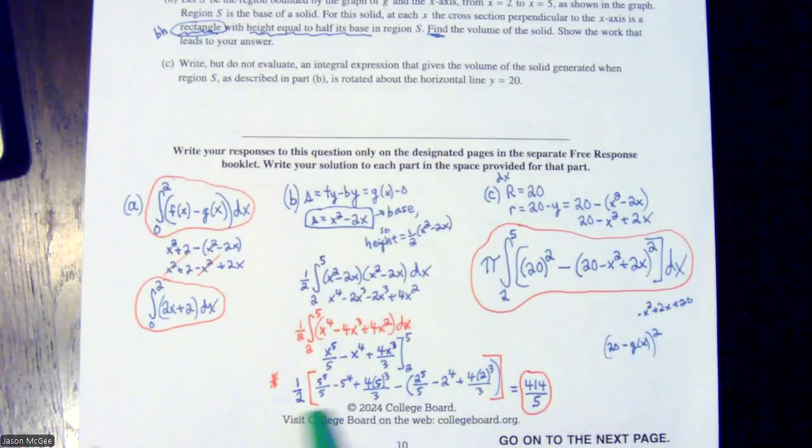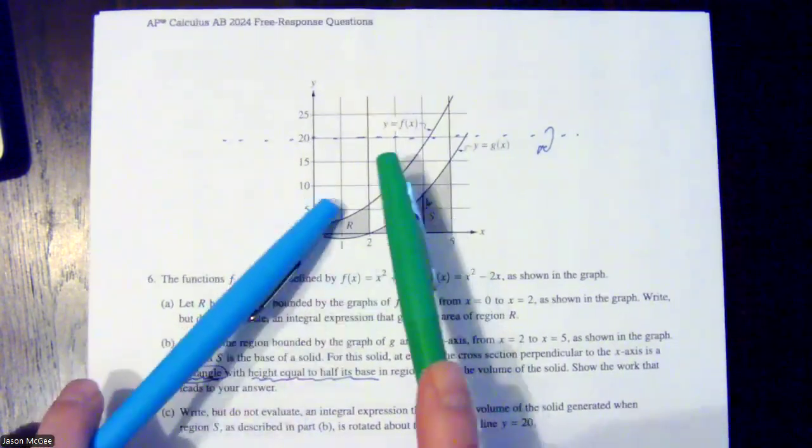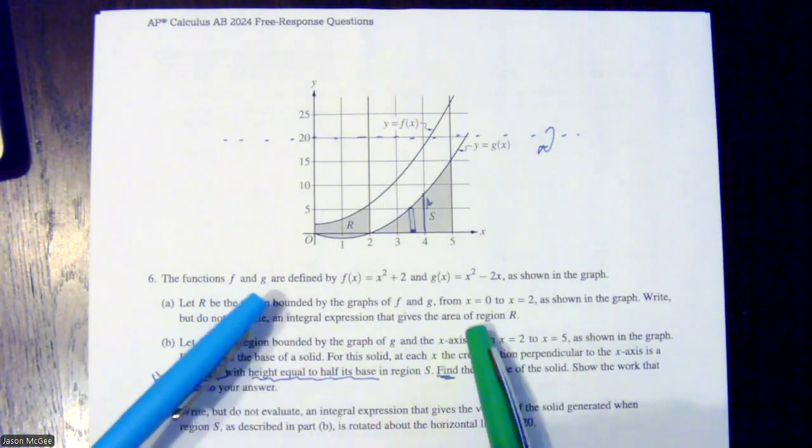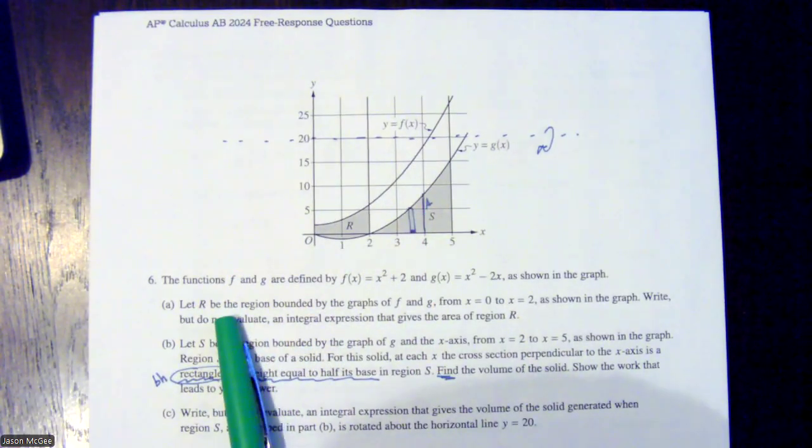I don't know if they ever did it that weird before there, but you don't have to take it that far. So there you go. All right, so letter A. So we got a couple graphs here. Make sure you identify where your F and your G are at, where your R and your S are. So they're just talking about region R.